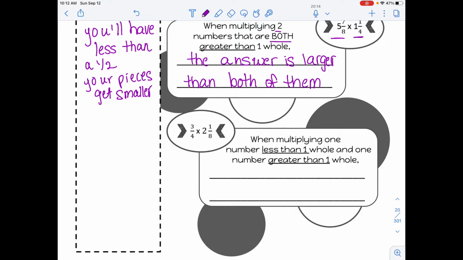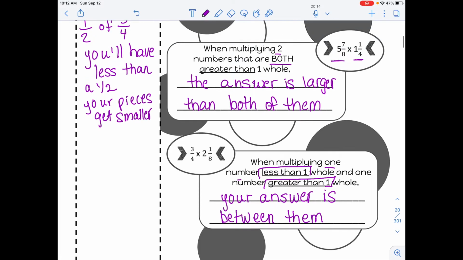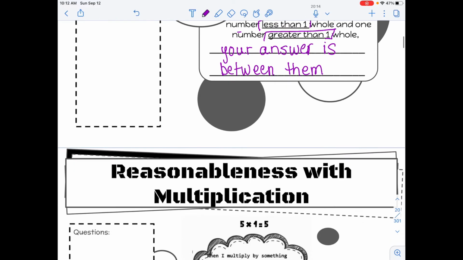We have 3/4 times 2 and 1/8. So when multiplying one number less than 1 whole and one number greater than 1 whole, this means that your answer is between them. Okay, so remember, we're going to apply this in class. Okay, let's go to our second page of notes.